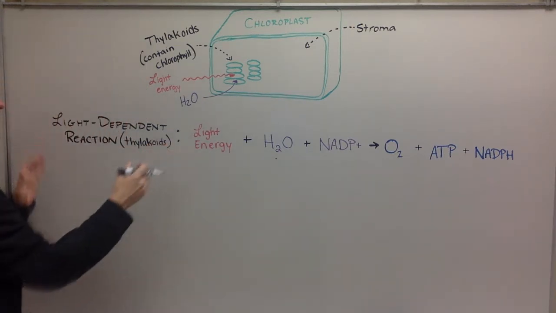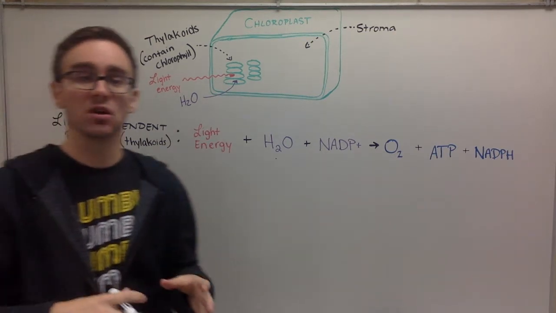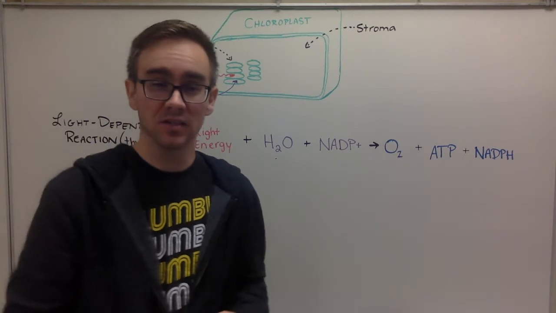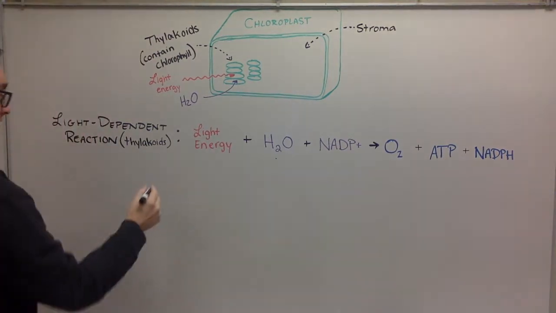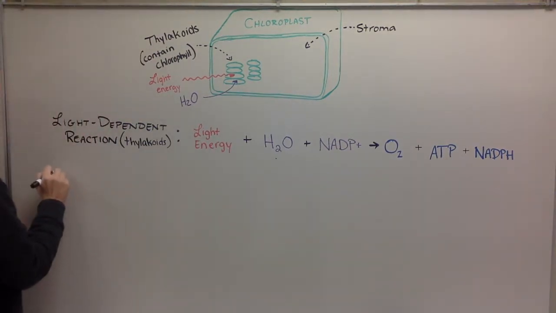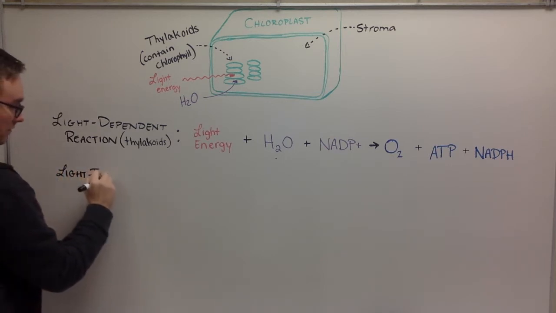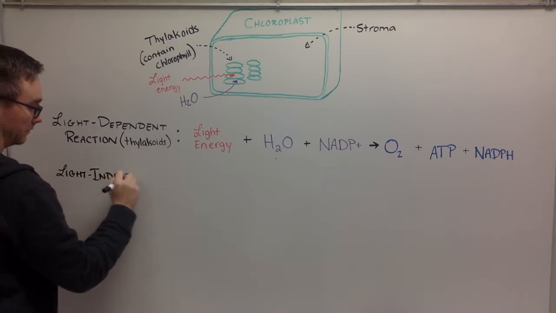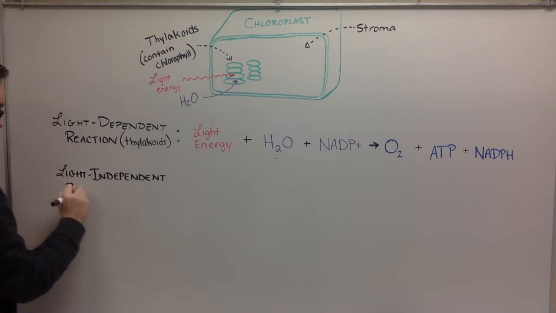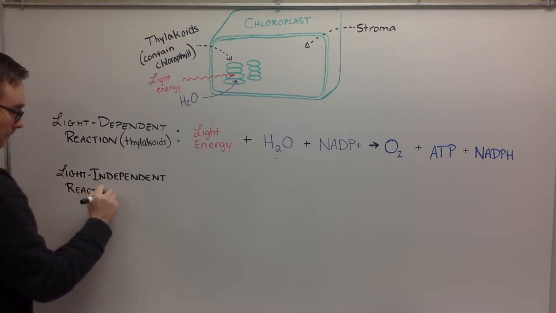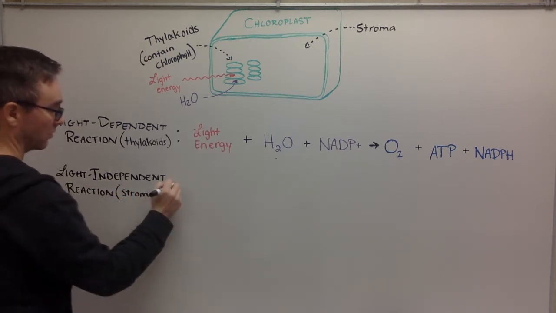Instead of a light-dependent reaction where we have to have light energy, this second one is sometimes called the dark reaction, because this one is what we call light independent. This reaction can happen without light energy to do it. So now we have our light independent reaction, and this one happens in the stroma, that syrup-like material around the thylakoids.